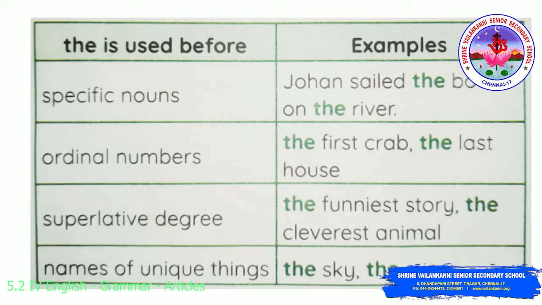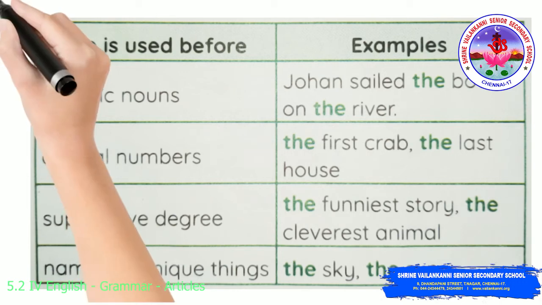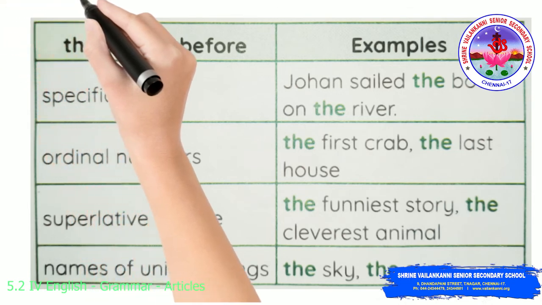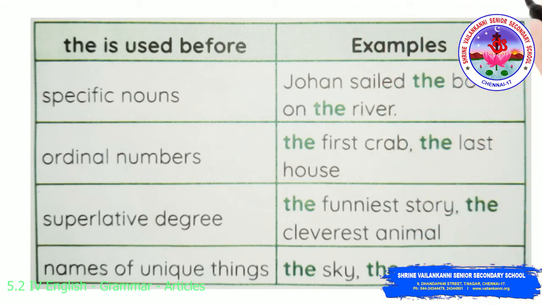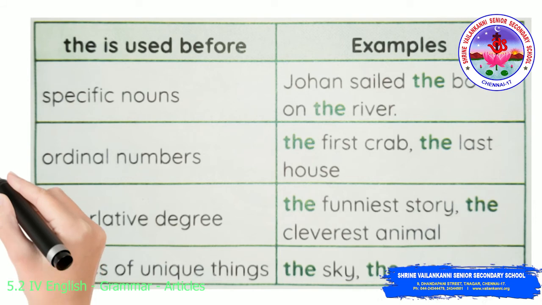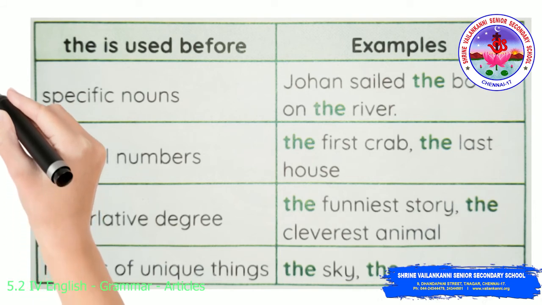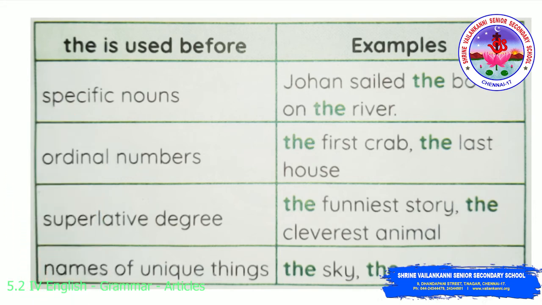Then, before ordinal numbers. In the last class itself, I told you what ordinal numbers are. That means first, second, third, fiftieth, hundredth. Before ordinal numbers, you should use the. Then the third one is superlative degrees. I also told you that you should use the before the superlative degree. That means the funniest story, the cleverest animal, the tallest boy. Whatever superlative degree we are using, you should use the before it.